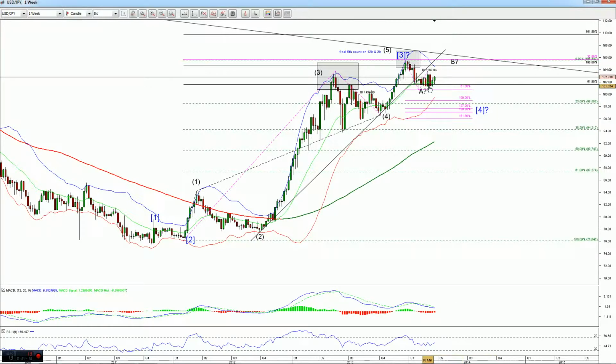The B waves are sometimes a little bit more difficult to count, and they may make something that you are not sure about. So the best way is to find a really perfect situation, and not to try to count every single move for the B waves, because they are a little bit more difficult and tricky.